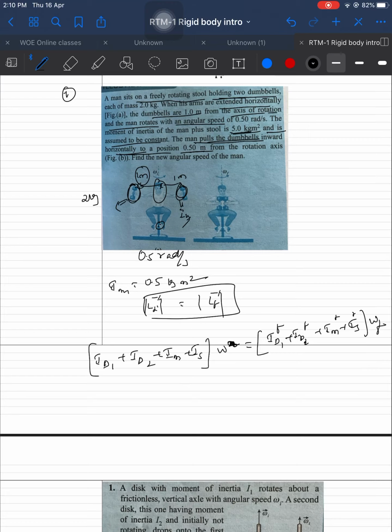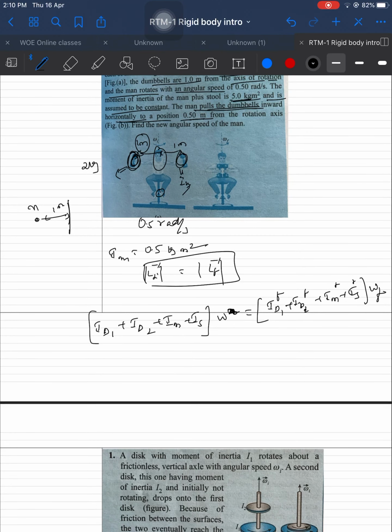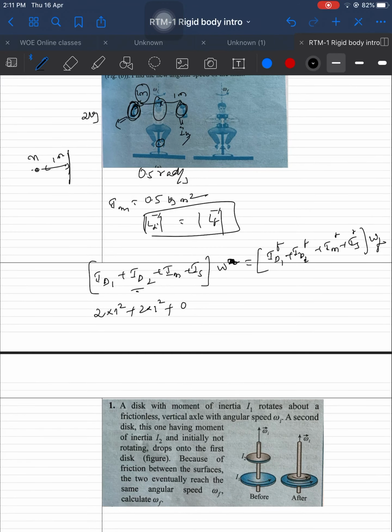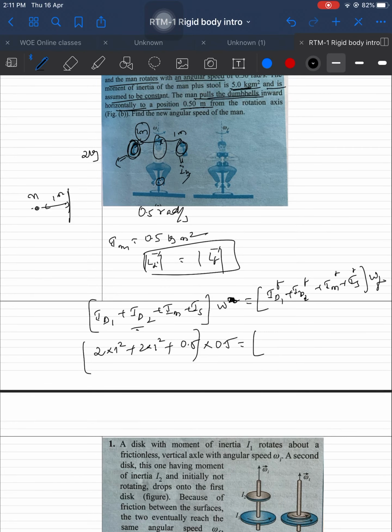Initially dumbbell 1, how much distance? It's a point mass, mass m at a distance of 1 meter from the axis of rotation. What is the moment of inertia? I is equal to m r square. So 2 into 1 square plus dumbbell 2, 2 into 1 square, plus man plus stool, 0.5, into initial omega.